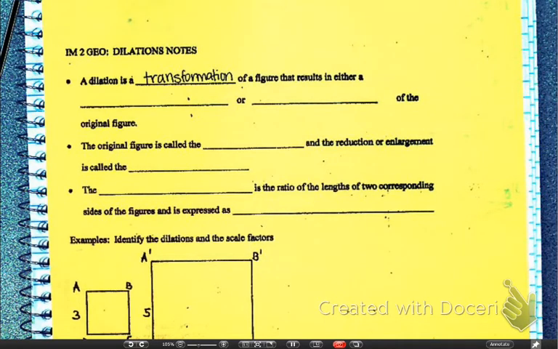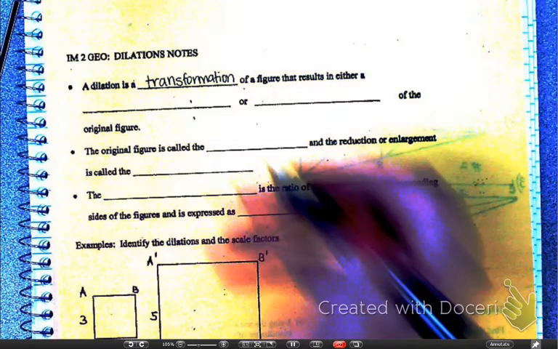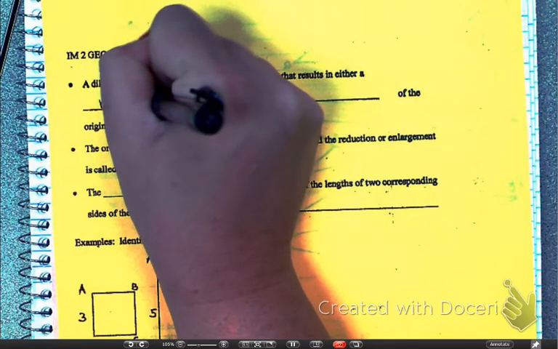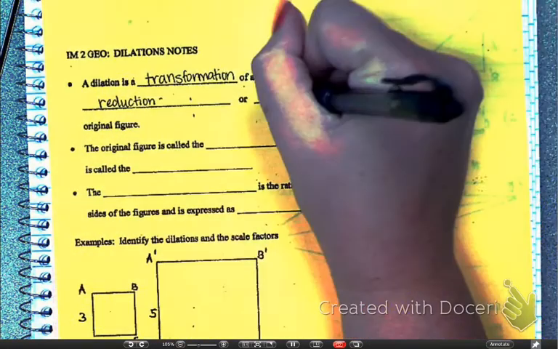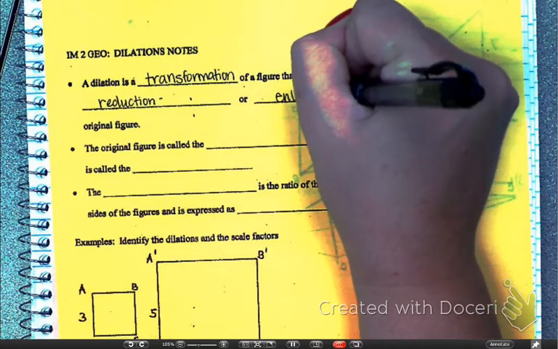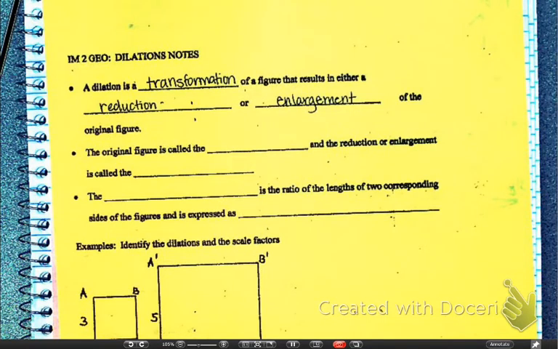Okay? A dilation is when something gets bigger or smaller. So we use what's called scale factor to make our figure get bigger or smaller. We call those reductions or enlargements. So it's a transformation of a figure that results in either a reduction or an enlargement of the original figure.